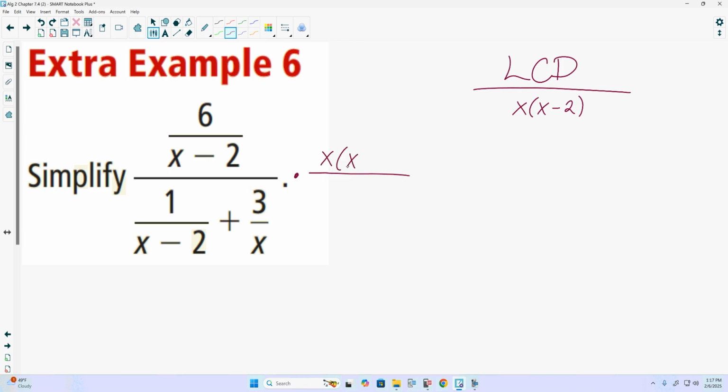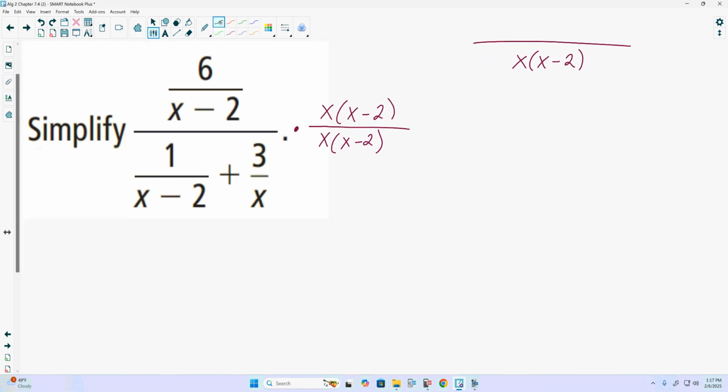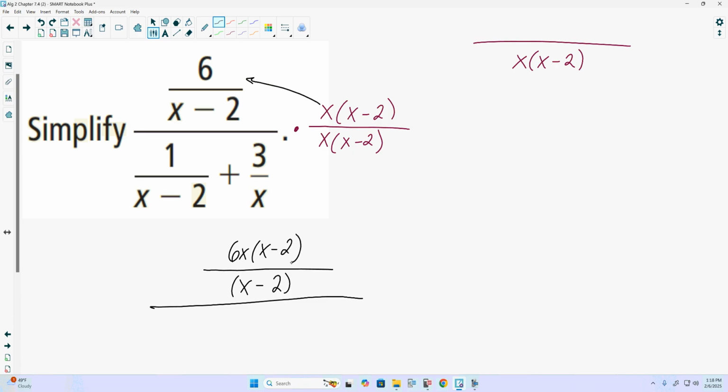is x times x minus 2. x times x minus 2. And we multiply this, we're always multiplying this through the top of each of these fractions. So we're going to multiply the x times x minus 2 by our 6, giving us 6x times x minus 2.